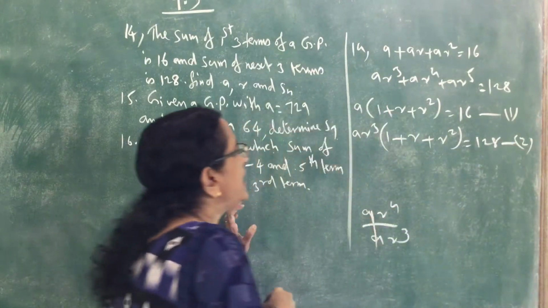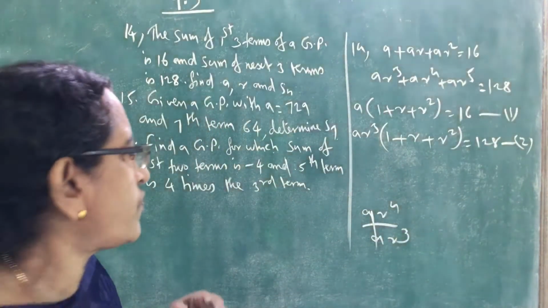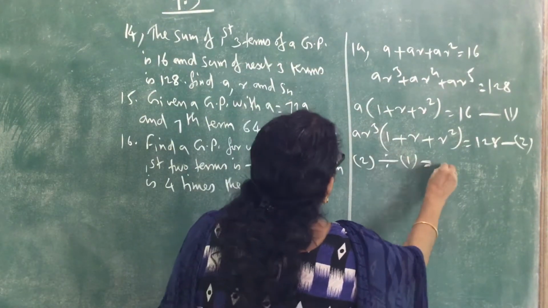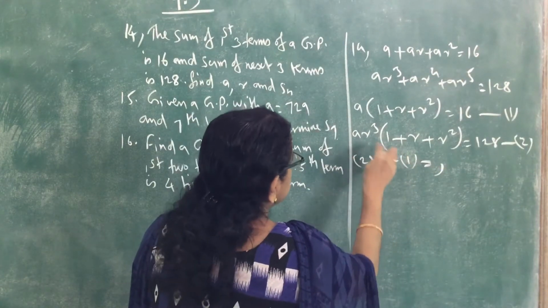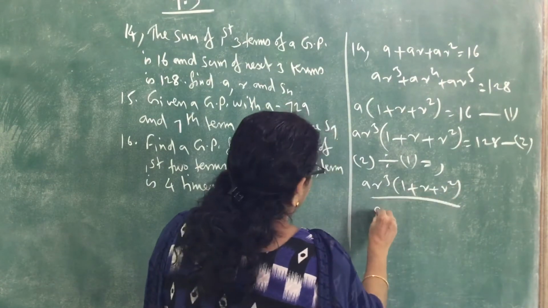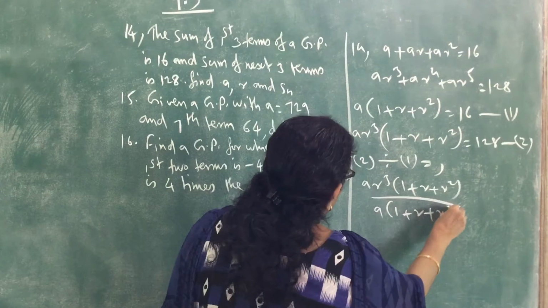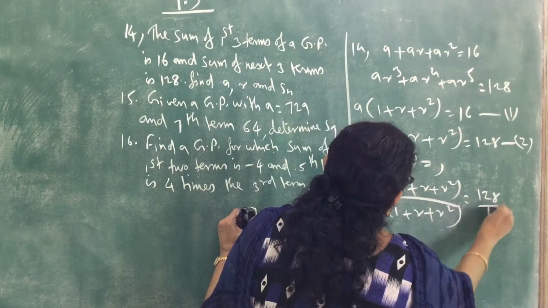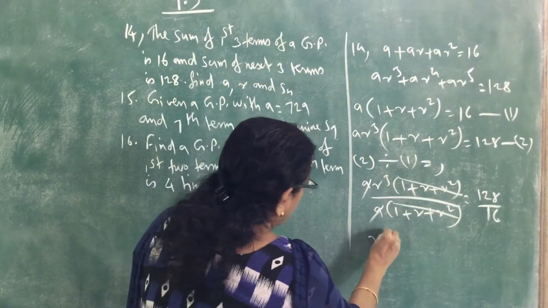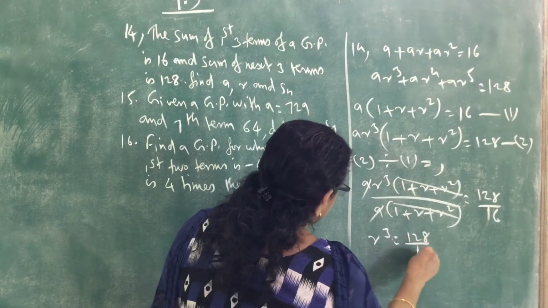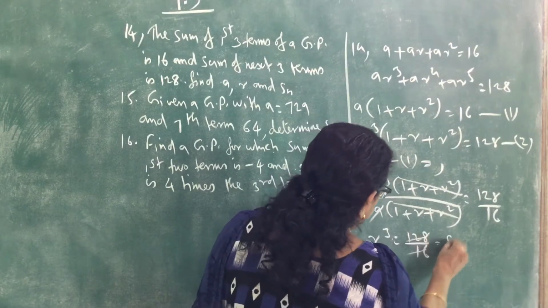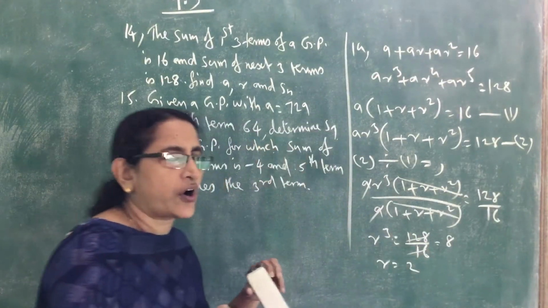That is equation 2. Now we can divide equation 2 by equation 1. So what we get? AR cube into 1 plus R square divided by A into 1 plus R square equal to 128 by 16. So A cancelled and 1 plus R square also cancelled. So R cube equal to 128 by 16, that is equal to 8. So R equal to 2. So we got the common ratio.